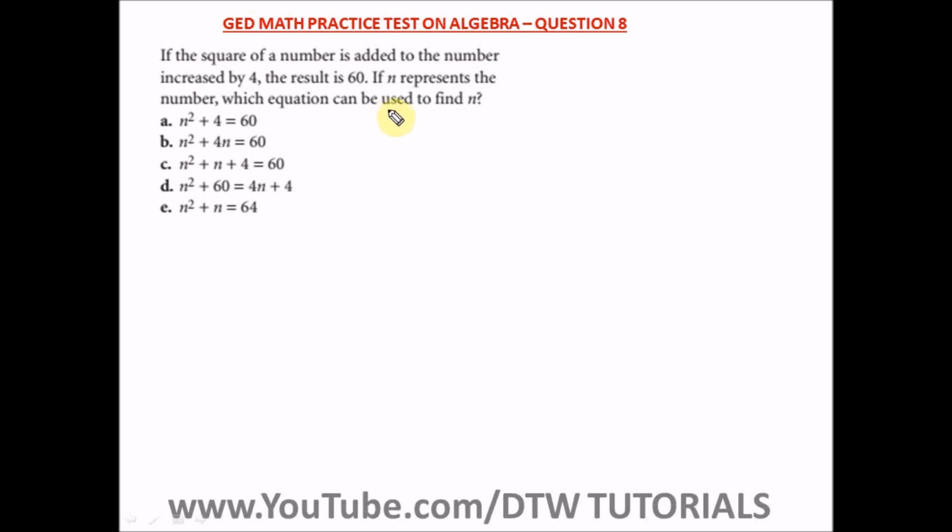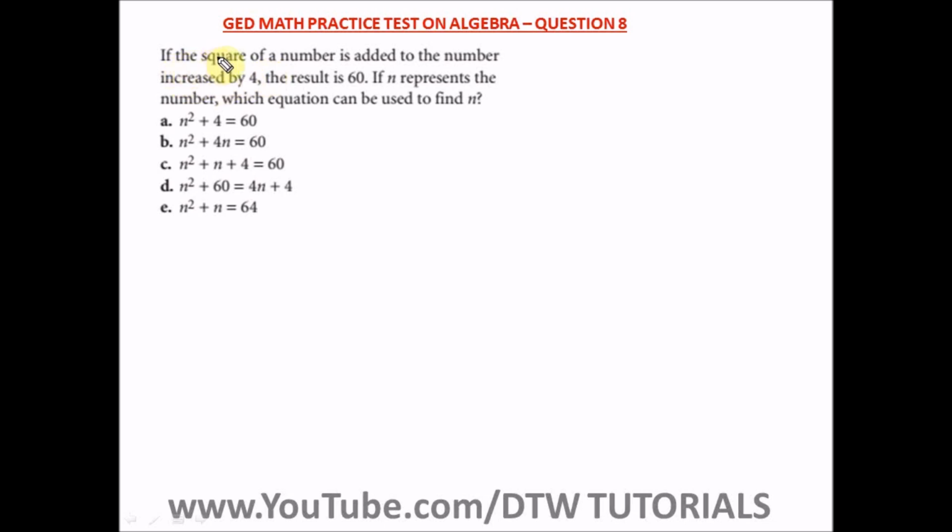All right, so when you see questions like this, you have to carefully interpret it, exactly as the question says. So it says if the square of a number is added to the number, increased by 4, the result is 60 if n represents the number. Okay, so let's say n represents the number, so we are given what the number should be represented as. If we're not given, we'll just assume x. But here in this question we're given we should represent it as n.